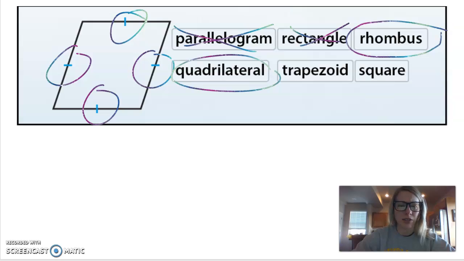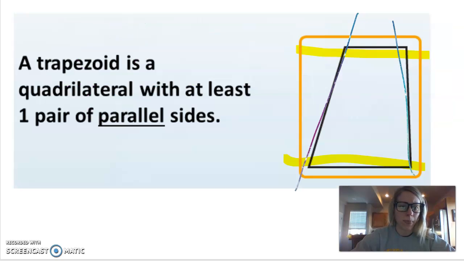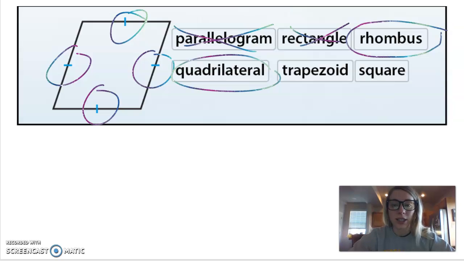Let's see if this can classify as a trapezoid. A trapezoid is a quadrilateral with at least 1 pair of parallel sides. Okay? So going back to our image, does this have at least 1 pair of parallel sides? It does, but it's not classified as a trapezoid because it doesn't have a pair of lines that are going to eventually intersect. So it is not a trapezoid.